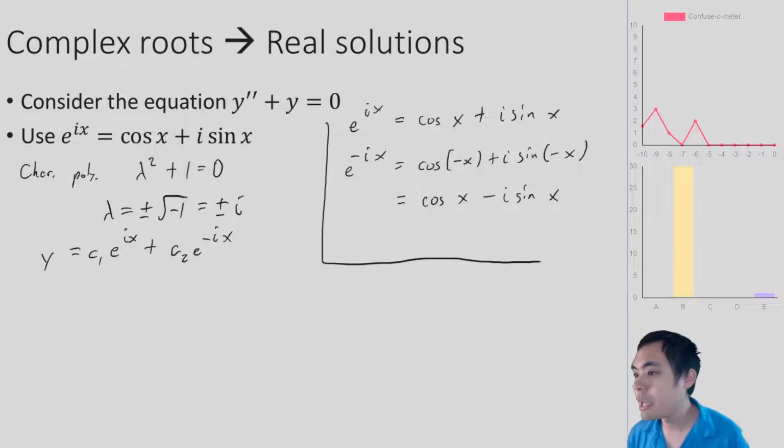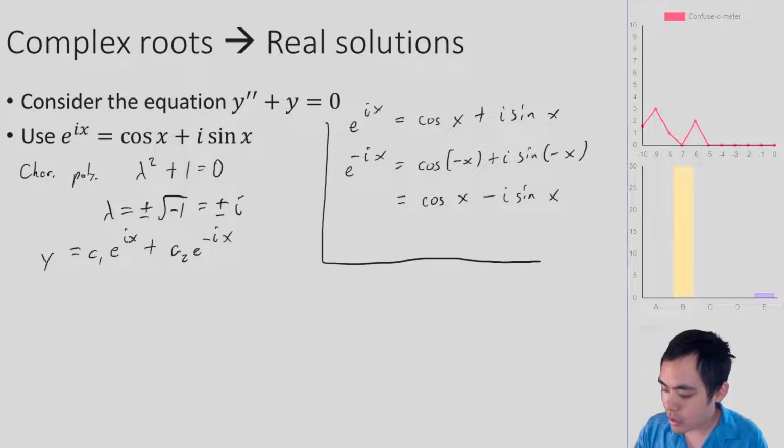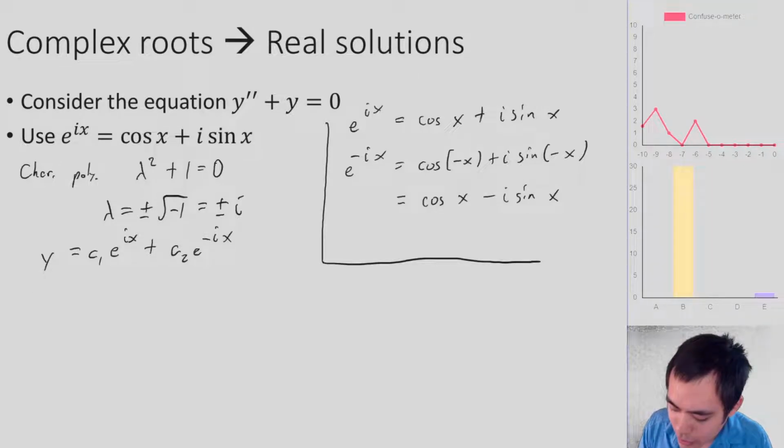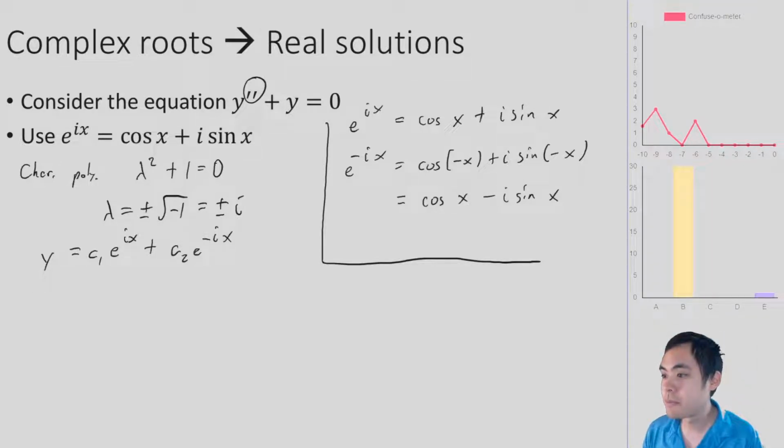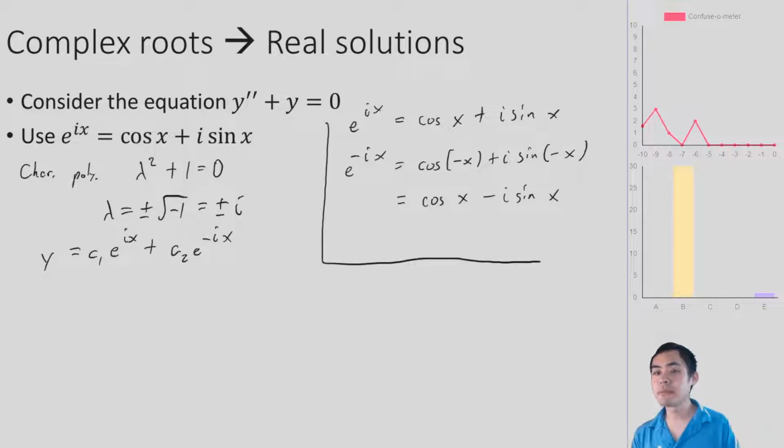Why does it become lambda squared? Because we had two derivatives here. So it's y double prime. So that's why you had the lambda squared. So the number of derivatives is the power of lambda in the characteristic polynomial.